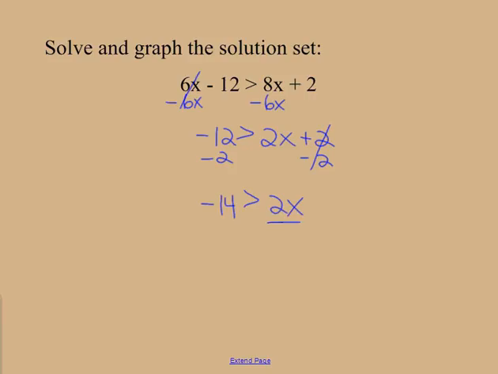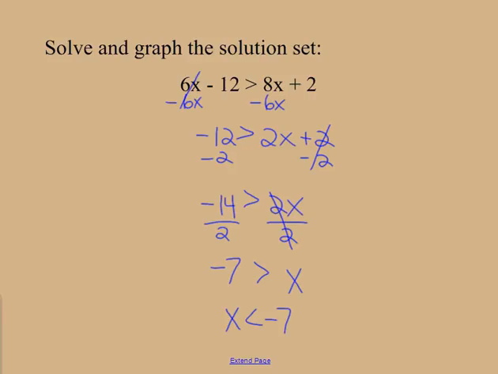Next, I'm going to divide both sides by 2. Leaving me with x on the right, and I did not divide by a negative, so I don't need to flip the inequality. Negative 14 divided by 2 is negative 7. So I have the inequality x is less than negative 7. If it would help you to rewrite it so that you could read it left to right, it would look like this. X is less than negative 7.